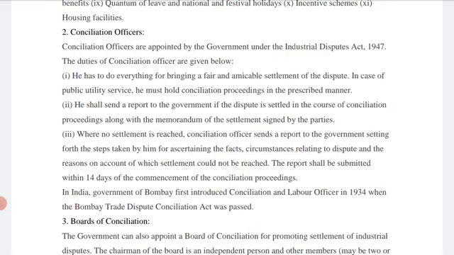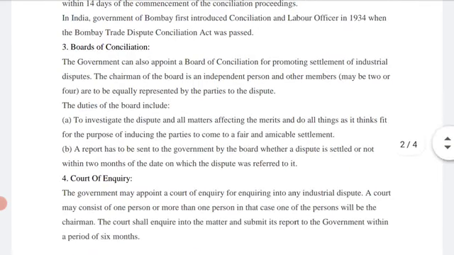It is to be sent to the government. The report shall be submitted within 14 days of the commencement of conciliation proceedings. In India, Government of Bombay first introduced conciliation and labor officer in 1934 when the Bombay Trade Dispute Conciliation Act was passed. Then third one is board of conciliation.